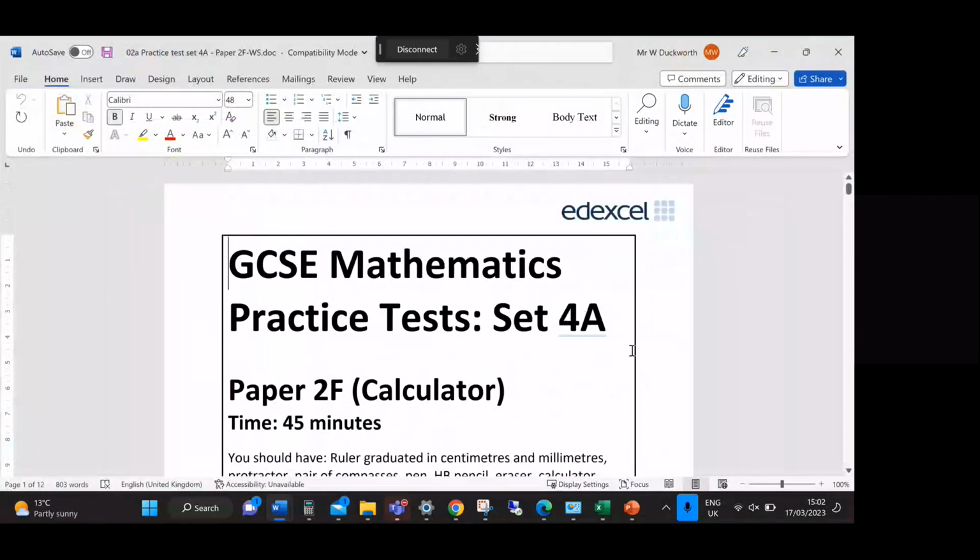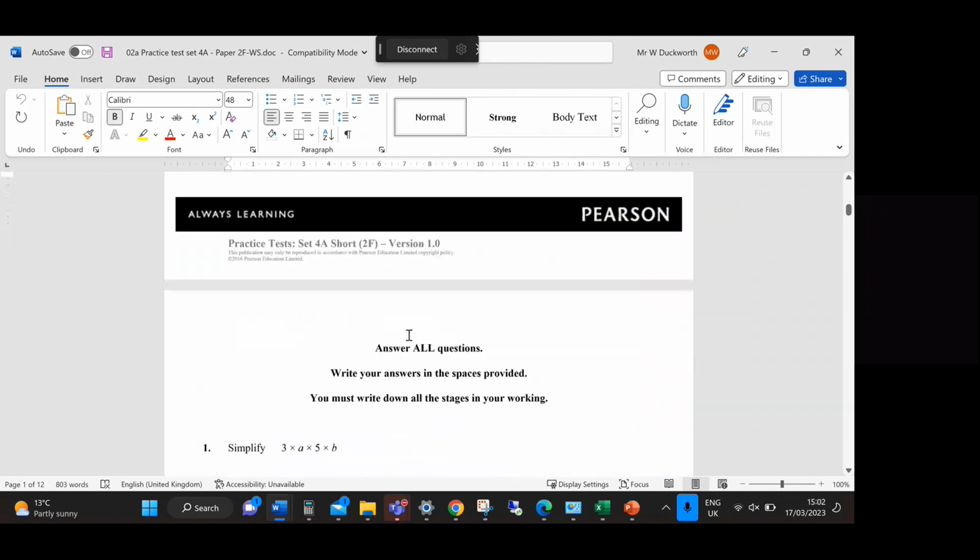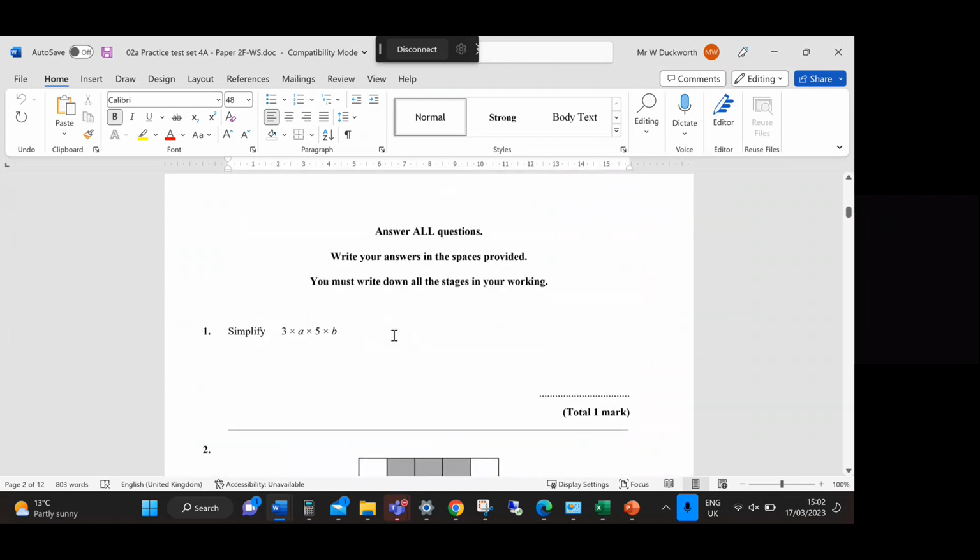Today we are looking at the GCSE half papers for Edexcel. Today we're looking at set 4A and we're looking at paper 2F, the calculator paper. So we'll go through this fairly quickly. I'll do a page and then we'll mark it afterwards.